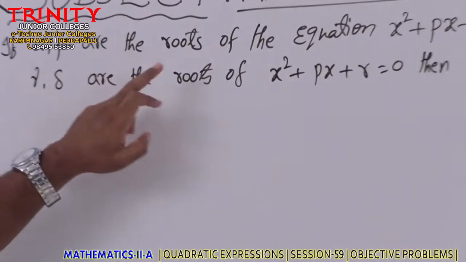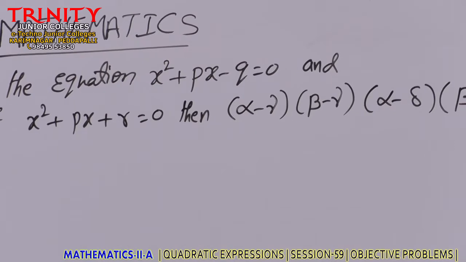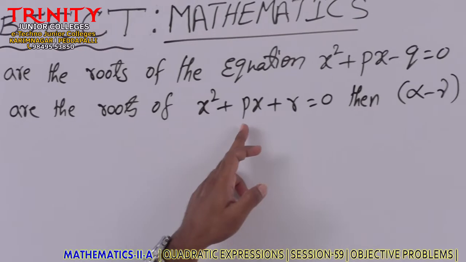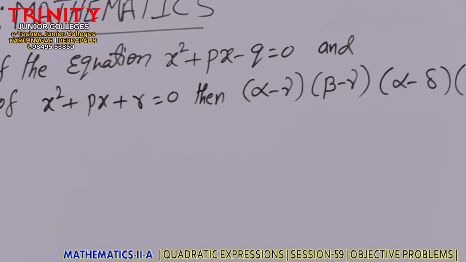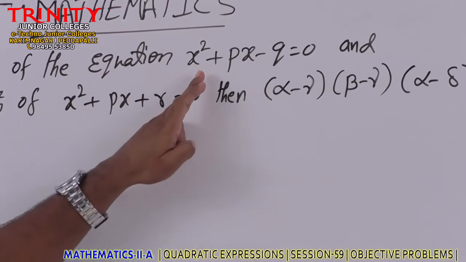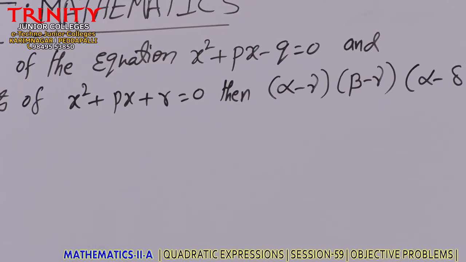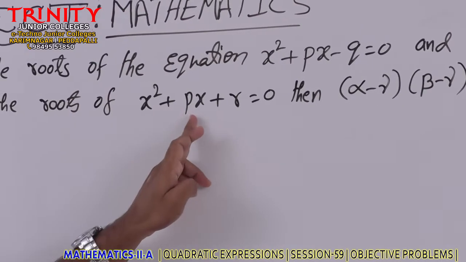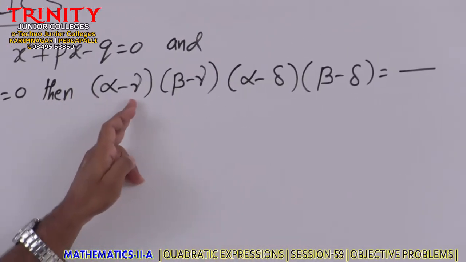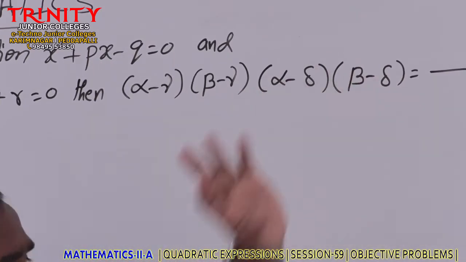If alpha, beta are the roots of the equation x square plus px minus q equal to 0 and gamma, delta are the roots of the equation x square plus px plus r equal to 0. Here two quadratic equations are given. Alpha, beta are the roots of the first equation, and gamma, delta are the roots of the second equation. Then what is the value of (alpha minus gamma) into (beta minus gamma) into (alpha minus delta) into (beta minus delta)?